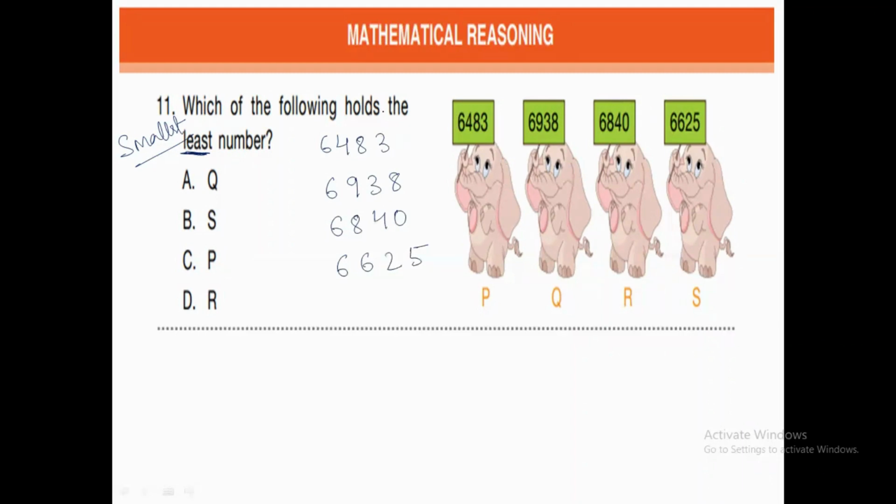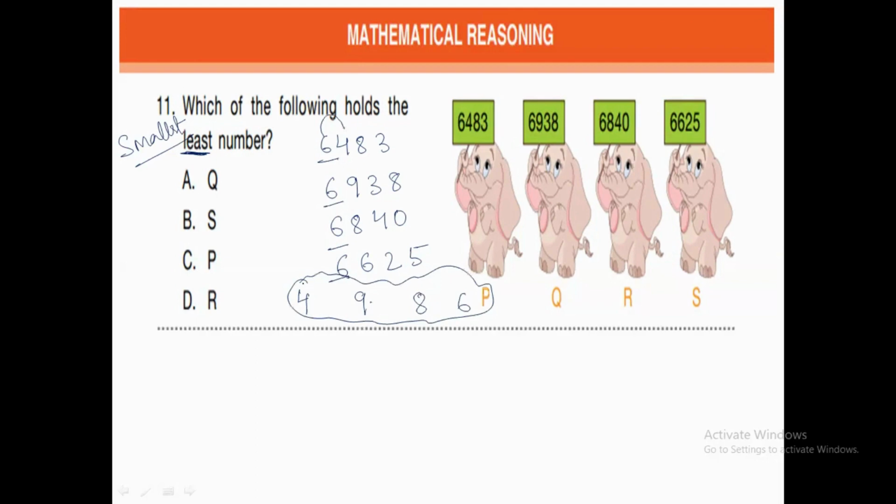So what we will do is check the thousands place digit, which is 6 in every number. After this we will move to the hundreds place digit, which is 4 in the first one, 9 in the second one, 8 in the third one, and 6 in the fourth one. So out of 4, 9, 8 and 6, which is the smallest digit?